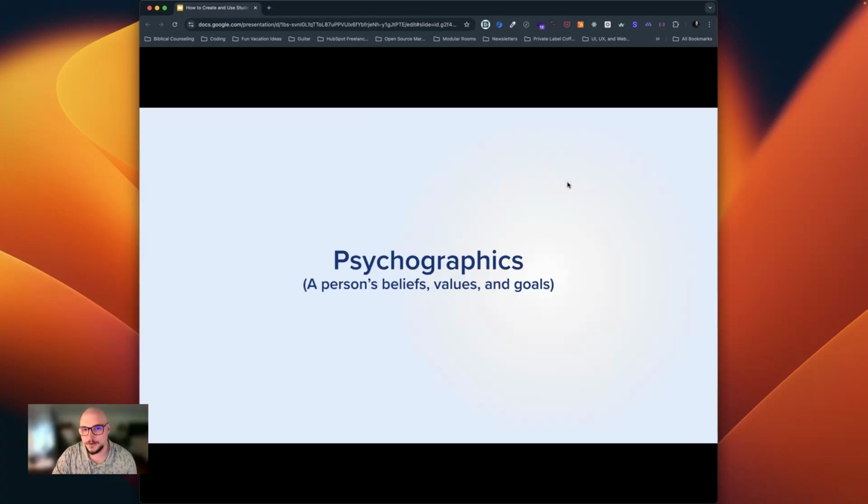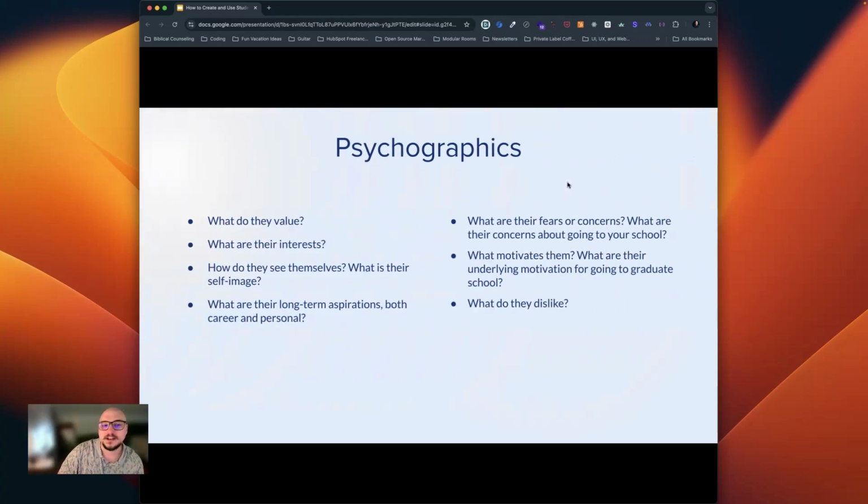The second category of questions you'll answer is psychographics. So this is the person's beliefs, values, and goals. So what's going on up here in their head? Questions you'll answer include, what do they value? What are their interests? How do they see themselves? What about their long-term aspirations, whether that's personal or specifically for their career? This includes also their fears and concerns.